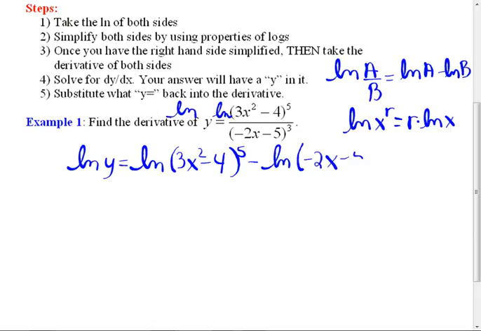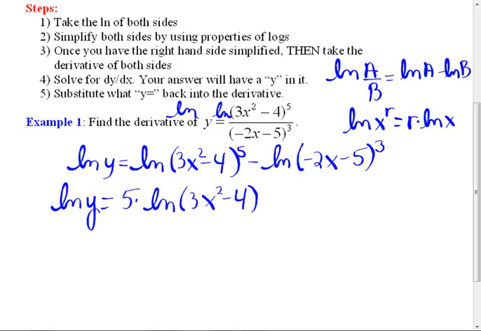Sure, I can take the natural log of the numerator and subtract from it the natural log of the denominator. And we can make this simpler even more so. Now all I've done is log both sides. I haven't taken any derivatives. Can we still simplify that with logs? What can you do with the 5? Bring it down. So this is equal to 5 times the natural log of 3x squared minus 4. And then I can bring this 3 down. So minus 3, natural log of negative 2x minus 5.